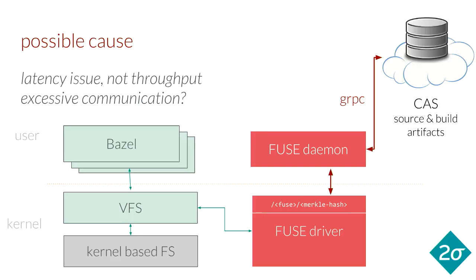One possible cause is that this actually isn't a throughput issue at all. It's a latency issue. The time that we spend getting these file digests is not actually spent downloading files over and over again. It's spent just making calls to the kernel and then to the daemon and then out to our content addressable store. So maybe the cause is just making those connections at all. Another issue is that our FUSE daemon might be a little bit chatty. To actually get the digest of a specific file, it has to make several round trips to our content addressable store. It's not just one call.